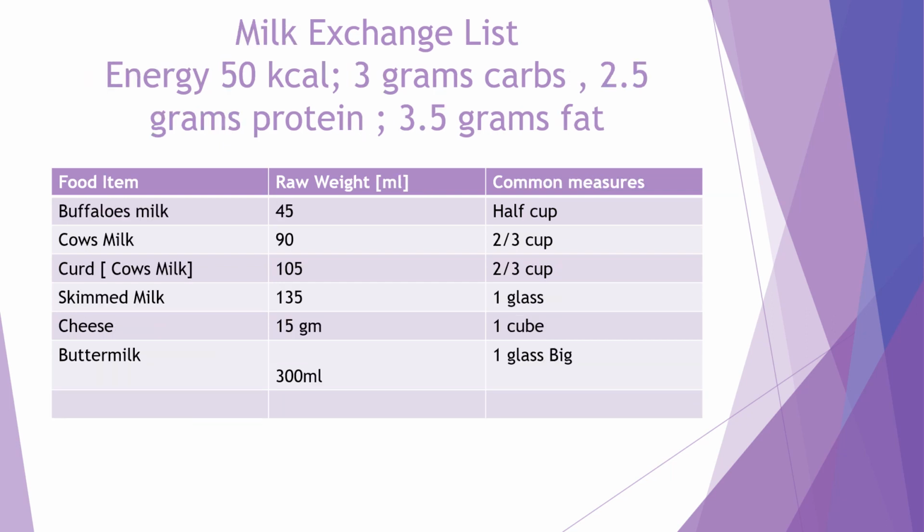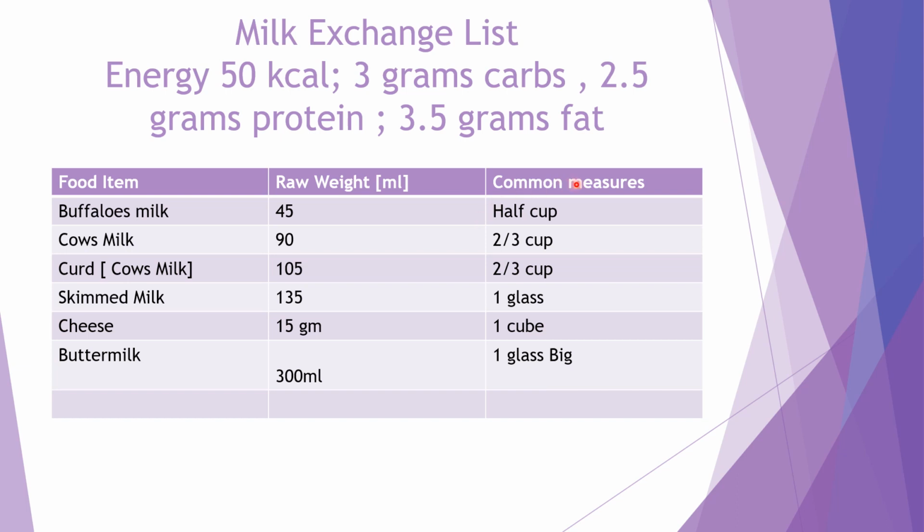Now the milk exchange list. Buffalo milk, cow's milk, curd, skim milk, cheese and buttermilk are there. The raw weight is 45 ml, which is less than 1 cup, I mean half a cup, and provides 50 calories of energy, 3 grams of carbohydrate, 2.5 grams of protein and 3.5 grams of fat.